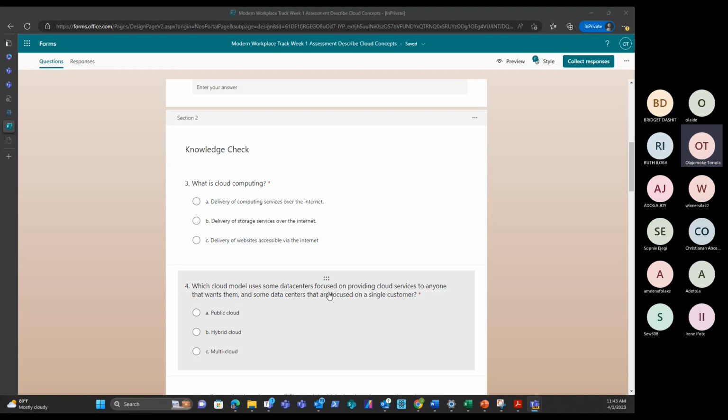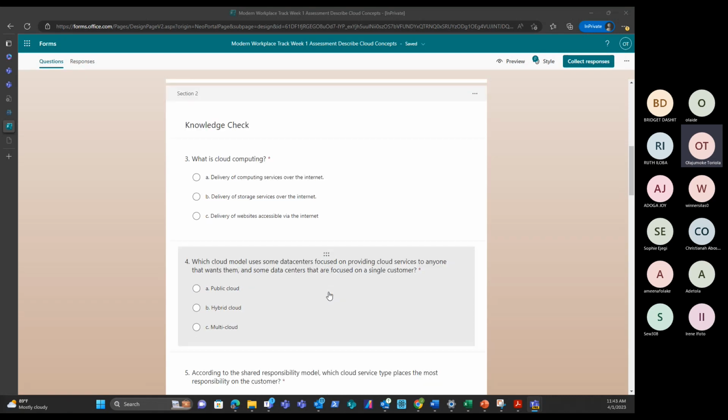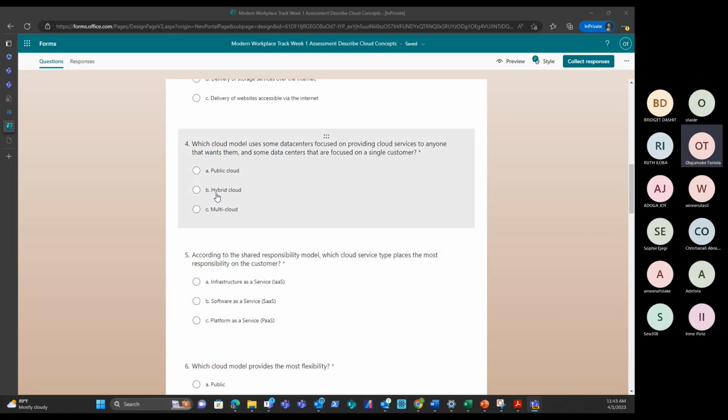For fairness, I would want everybody to put your hands down. Okay, drop your hand. Now, number 4. Which cloud model uses data centers focused on providing cloud service to anyone that wants them, and some data centers that focus on a single customer? What's the answer for number 4? Irene is in group D, the same group as Olaide. What's the answer, Irene?